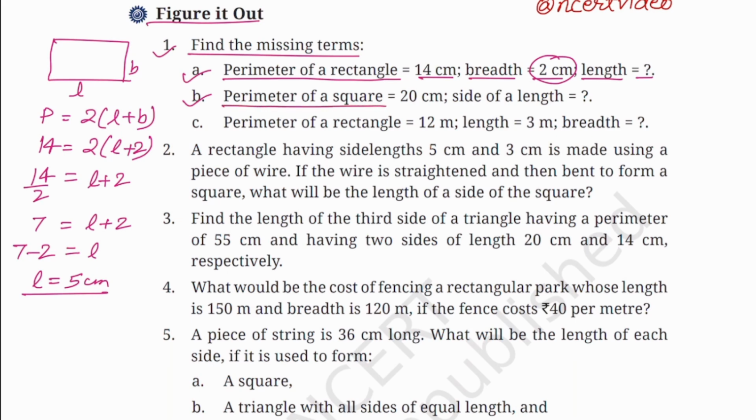B. Perimeter of a square is equal to 20 centimeter. Side length is equal to dash. You know perimeter of a square is equal to 4 times its side length. Perimeter is given 20 centimeter. Side is not given. So side will be 20 divided by 4 is equal to 5 centimeter.